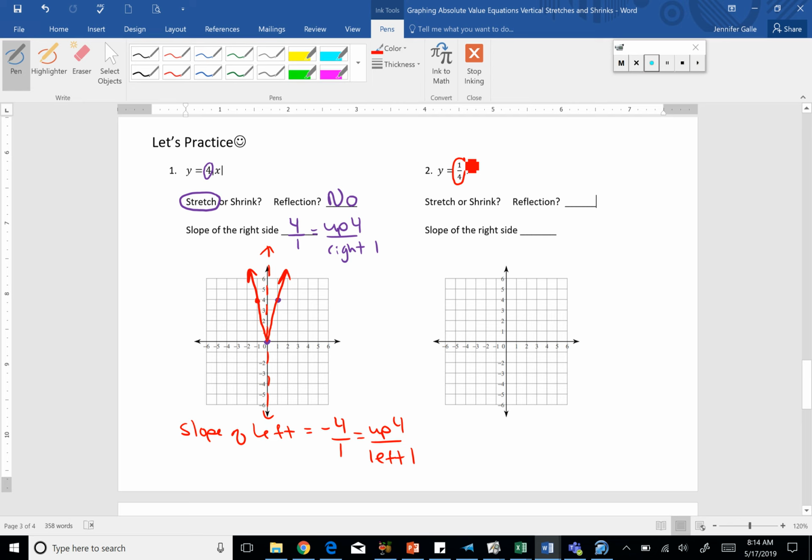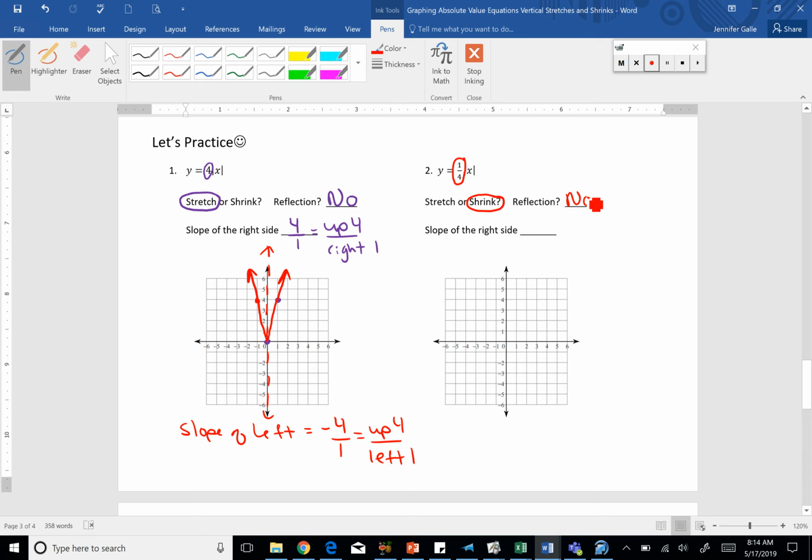So we have a number smaller than 1. Is that going to stretch my graph out, or is it going to shrink it? It's going to shrink it. It's going to flatten it out. Do we have a reflection on this one? No. No negative sign, no reflection.